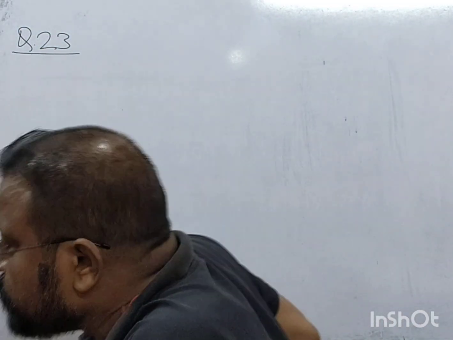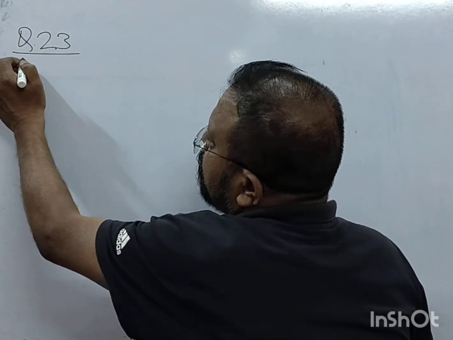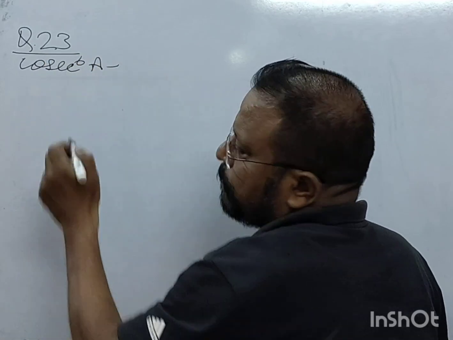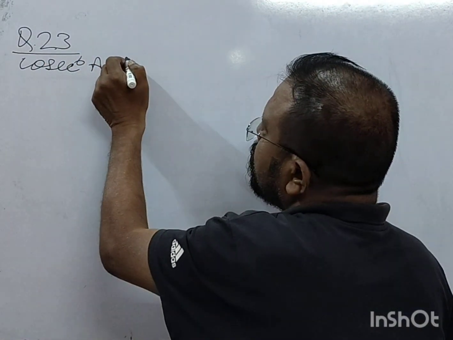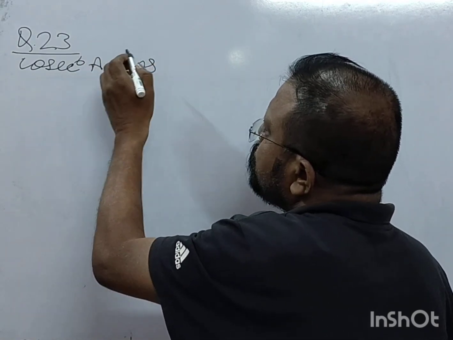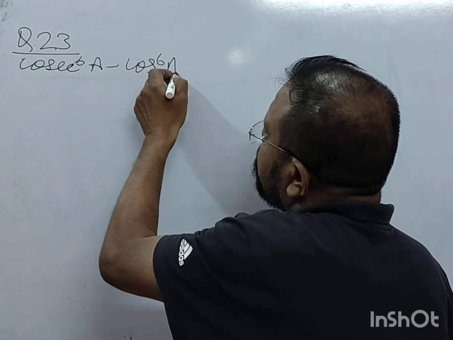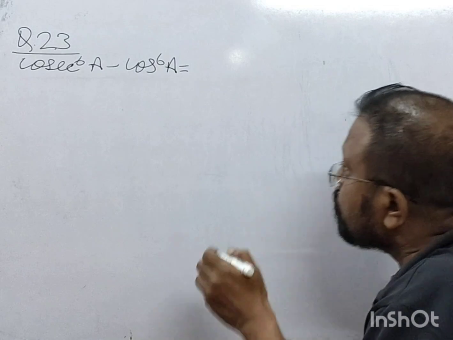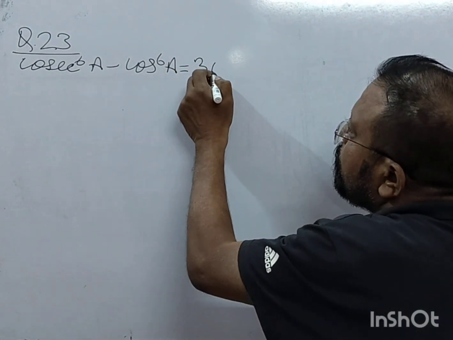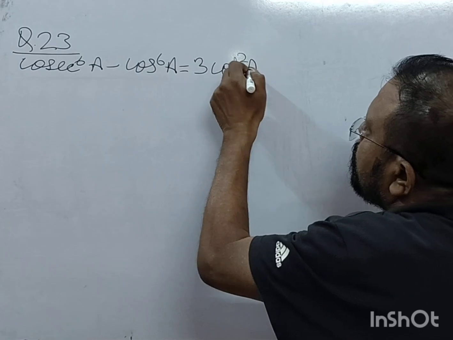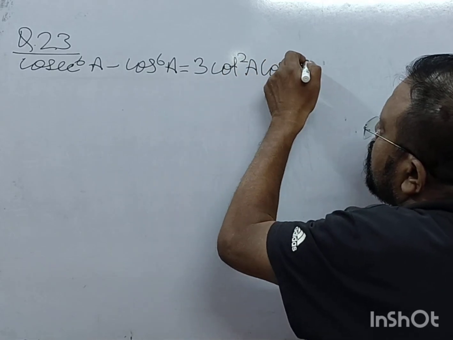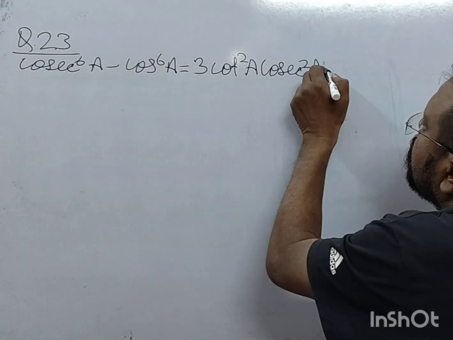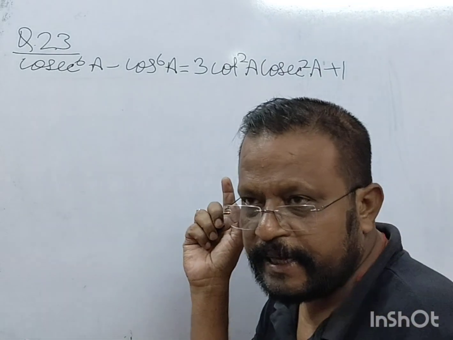It is cosec raised to the power 6a minus cot raised to the power 6a is equal to 3 cot square a into cosec square a minus 1 plus 1. Is it? It is like this.